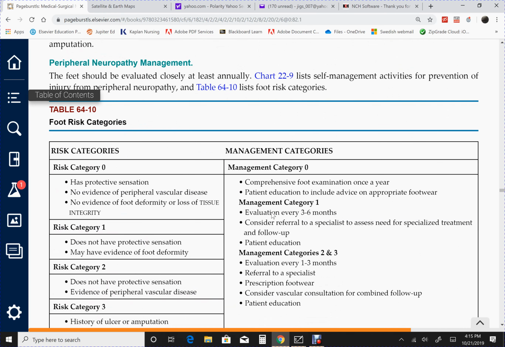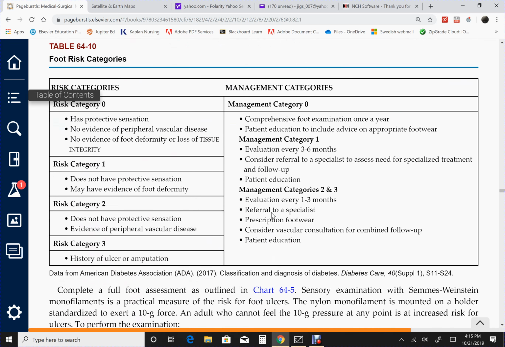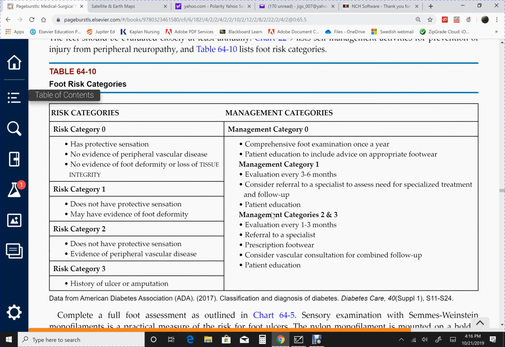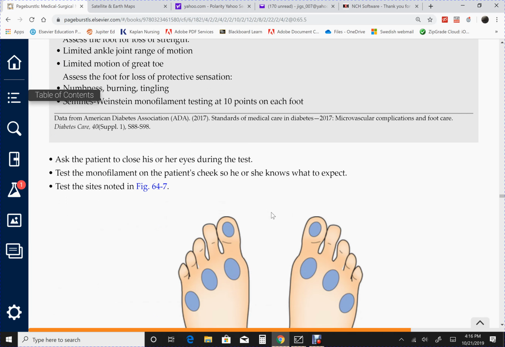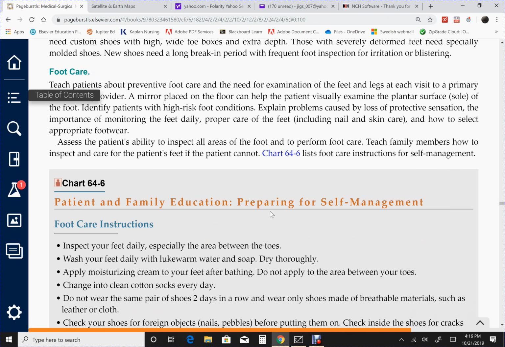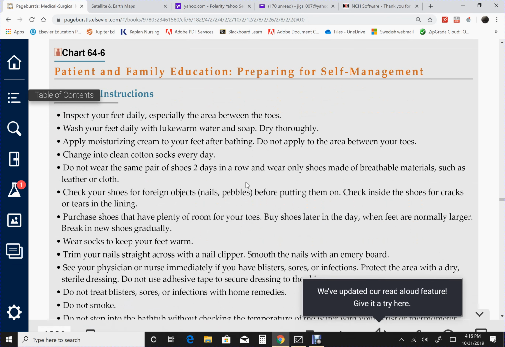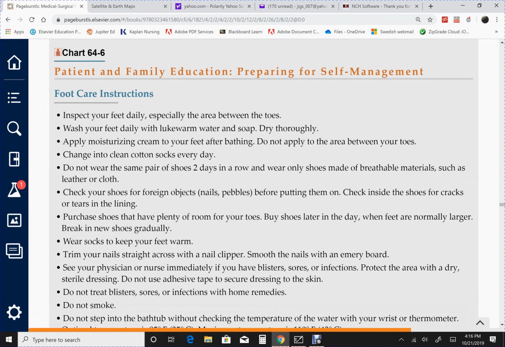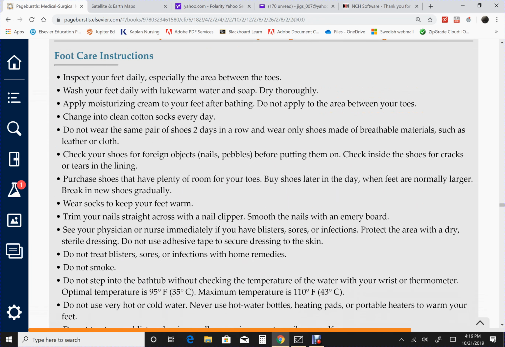Okay. We will skip table 64-10. There's no need for us to look at these risk categories. Let's go straight to foot care. Chart 64-6 is your foot care instructions. They are self-explanatory, so please pay attention to the details. Specifically, for instance, here, inspect your feet daily, especially the area between the toes, because those areas collect moisture. When you do wash your feet, make sure they are dry.